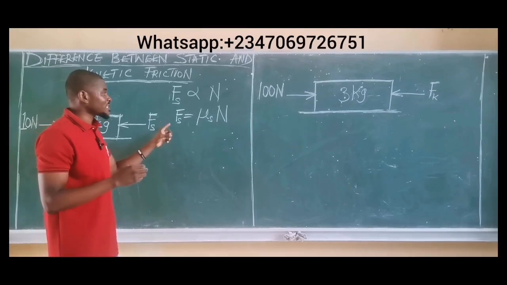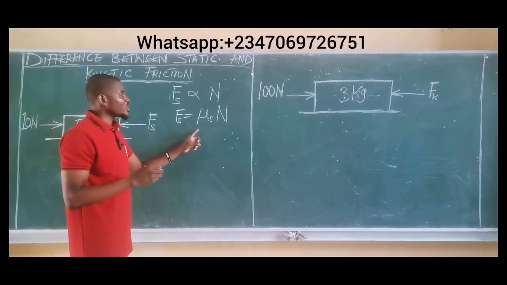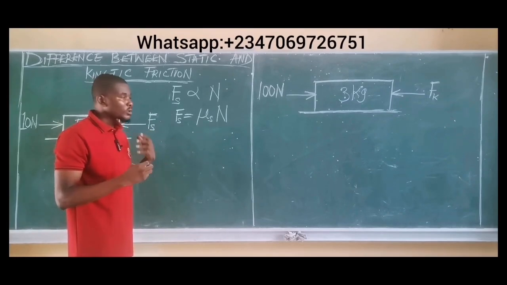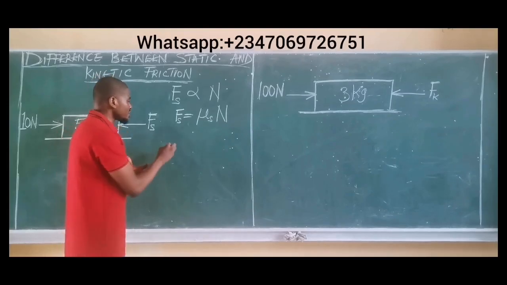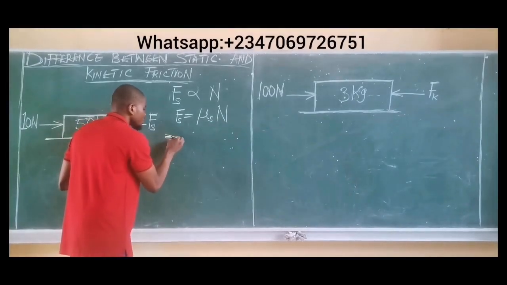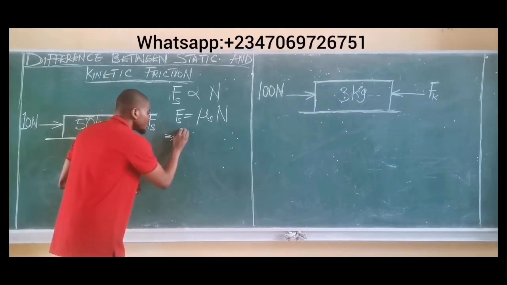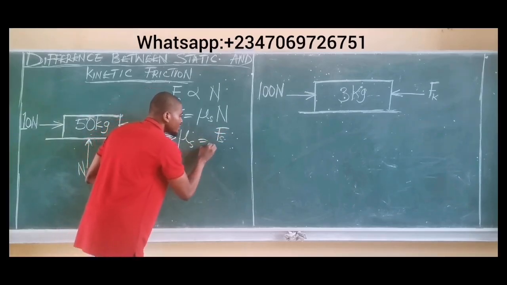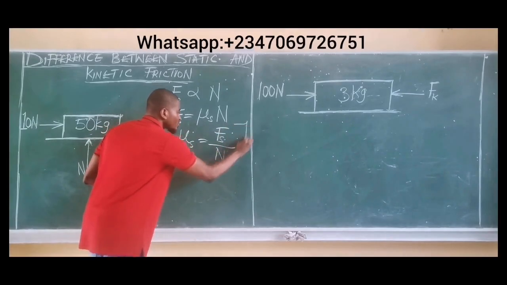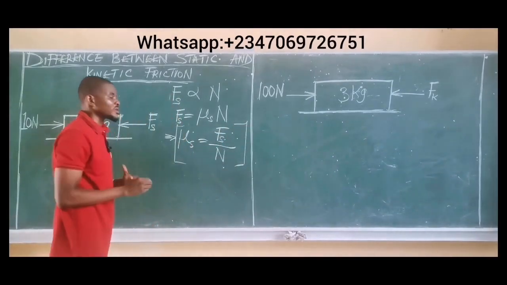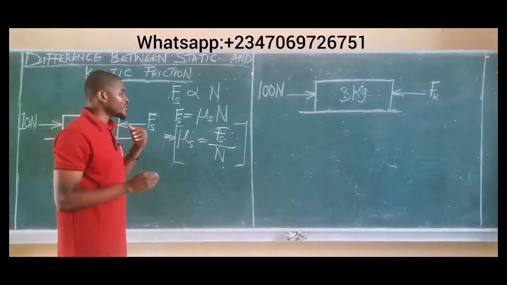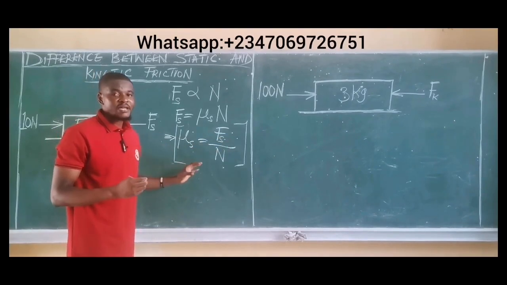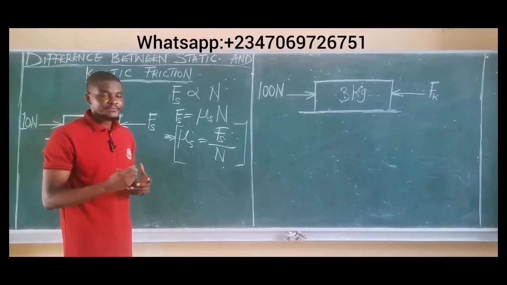Now this μs simply means the coefficient of static friction. So the static frictional force can simply be given as the coefficient of static friction multiplied by the normal reaction force. So in this case, if I want to make the coefficient of static friction the subject of the formula, this simply means μs becomes the static frictional force divided by the normal reaction force. So you keep this equation aside. So this is how you find the coefficient of static friction: simply the frictional force divided by the normal reaction force.